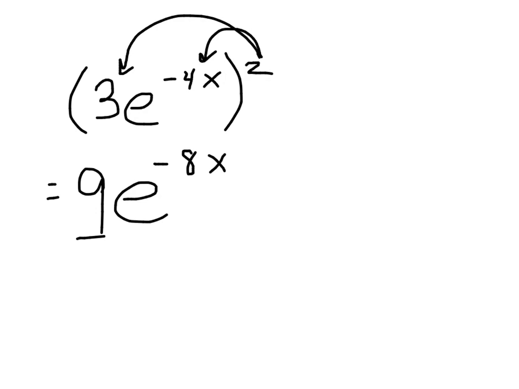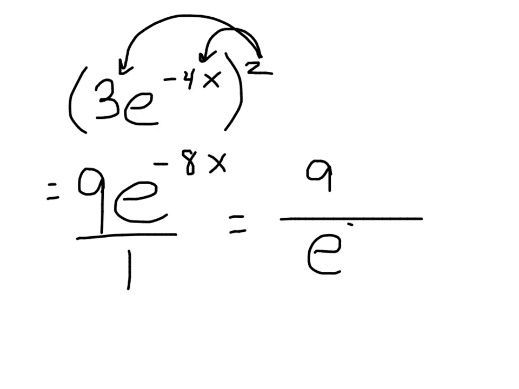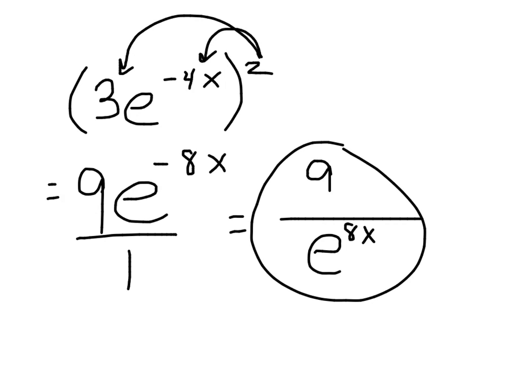Okay. Right now, this is over 1. Does the 9 move? No, the 9 does not move at all. What about the e to the negative 8x? Yes, that goes downstairs. When you move it downstairs, it changes the sign from a negative to a positive and vice versa. What do you think? So far, so good? Most of your assignment, or about half of it, is just doing this. You're just working with the bases and the exponents. Do you want me to do any more of these?